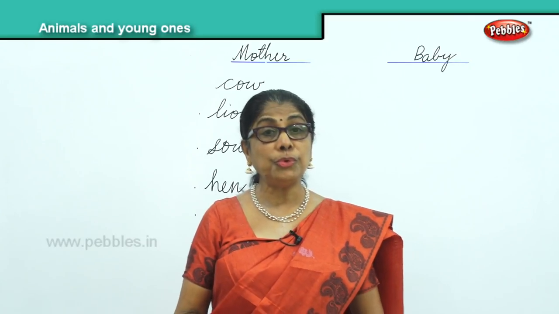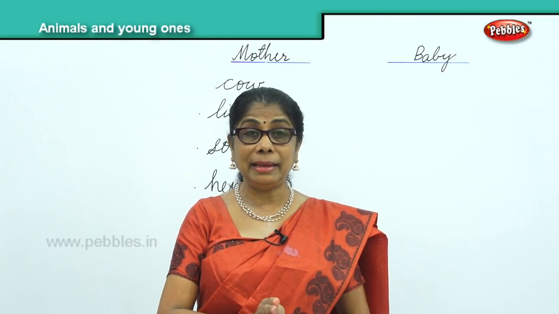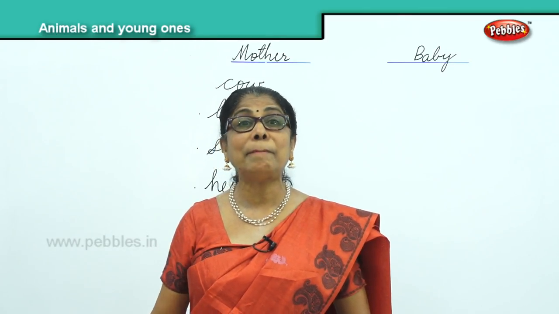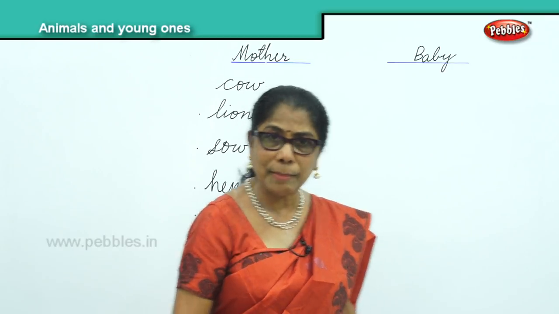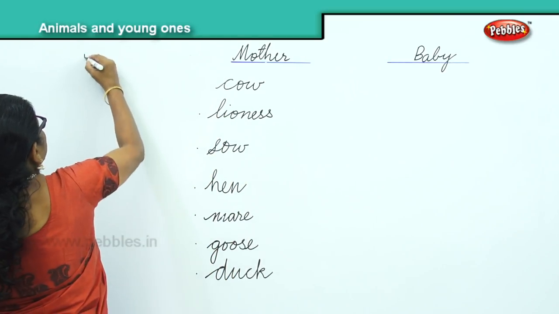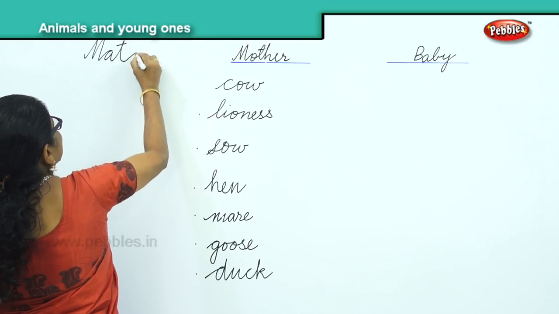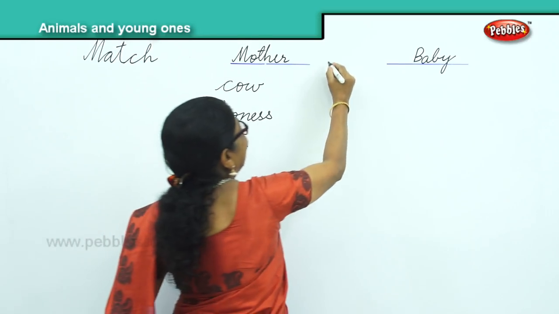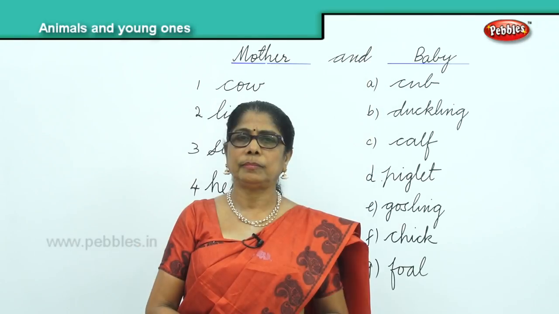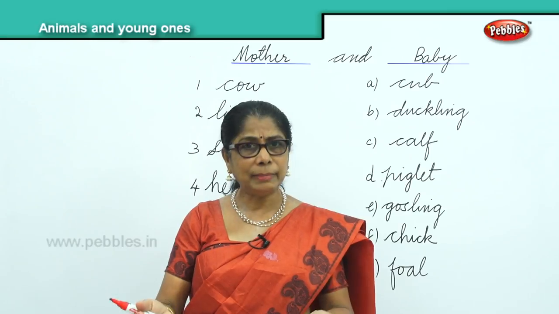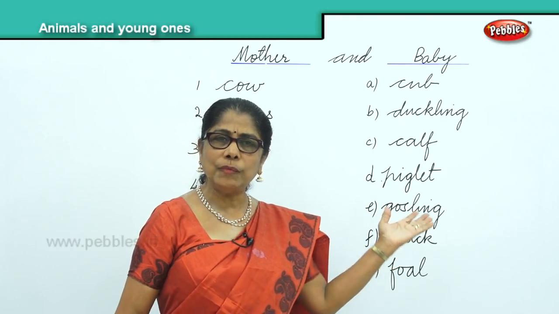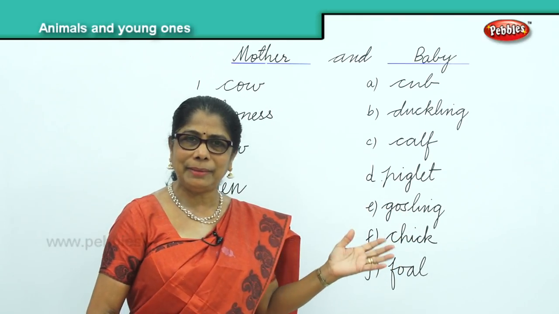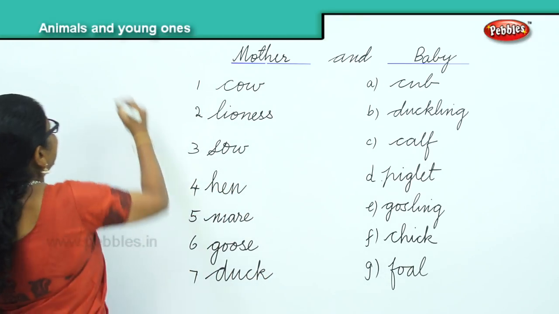Having learned few animals and birds and their mother and baby, we will try whether we can remember. So we'll do some matching of mummy and baby. Okay, that's a small exercise for us to remember what we learned. So match mother and baby. We have learnt few animals and birds, their mothers and their babies. Now we have a small exercise here. We'll match the mother and the baby just to remember what we had done. Okay, match.